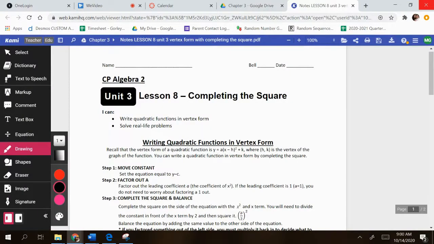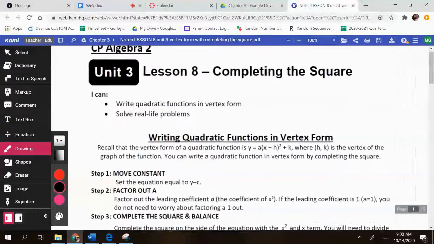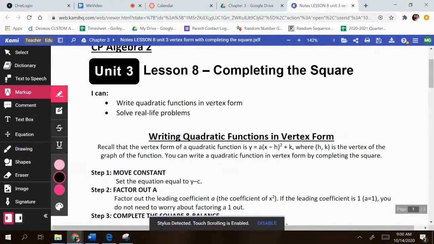Alrighty, in lesson 7, we talked about completing the square when a was 1. You also had the opportunity to look at an additional note video of how to complete the square when you had a leading coefficient of something other than 1. In lesson 8 today, we're still going to be completing the square, but we are going to focus on writing quadratic functions in vertex form. Okay, we're going to use completing the square to write it in vertex form.